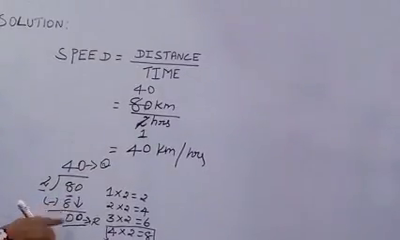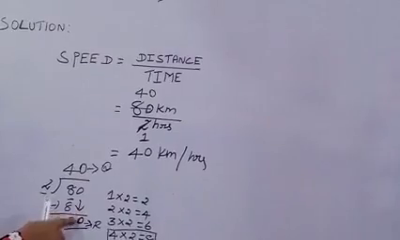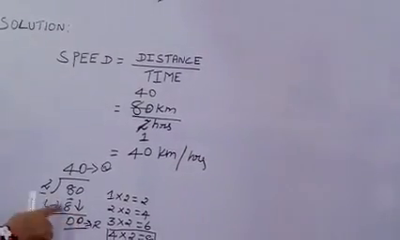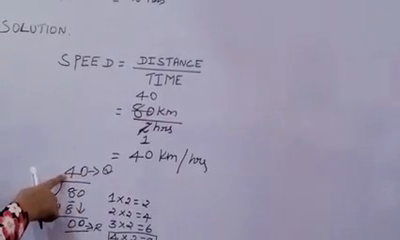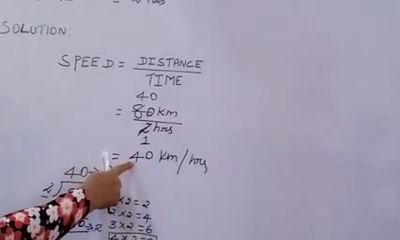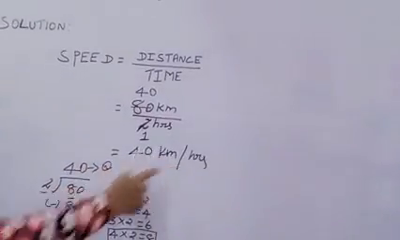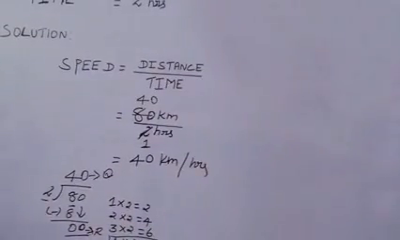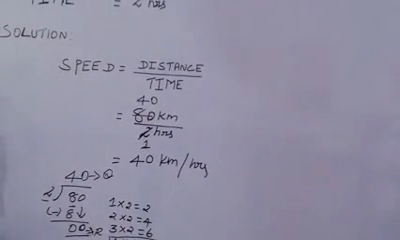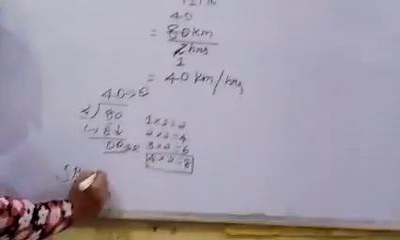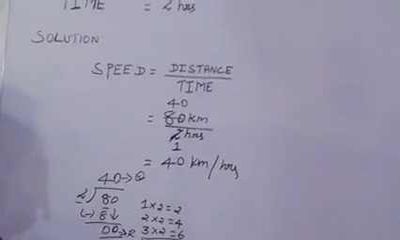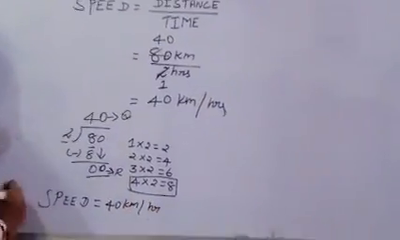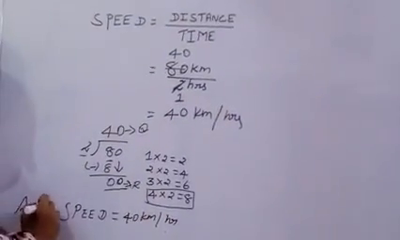One more time I repeat, children. You bring down the 0 here. This doesn't divide by 2, so you only put 0 here. So you get quotient 40. That is our answer, 40 kilometer per hour. So how do you write? Speed is equal to 40 kilometer per hour is your answer.